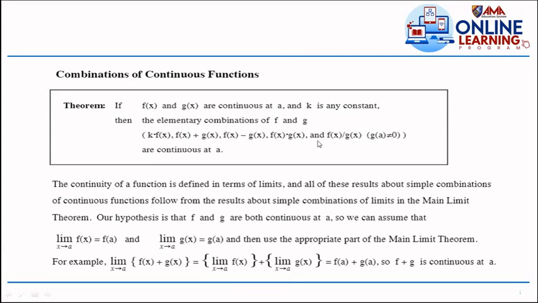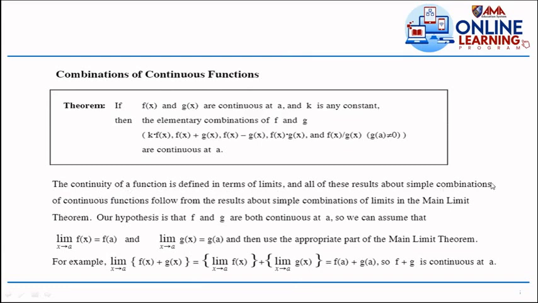So pag titingnan po natin, kaya tinawag nilang combinations dahil kanina nag-isa lang yung functions natin, f of x. Pero dito ngayon, meron tayong g of x. So, ibig sabihin niya, pag ito naging 0, hindi siya pwedeng sabihin na combination dahil nag-iisa lang siya. So, dapat ito ay hindi maging 0 para pag inadd mo itong dalawa na ito, pinag-combine mo, kaya tinawag nilang combinations of continuous functions.